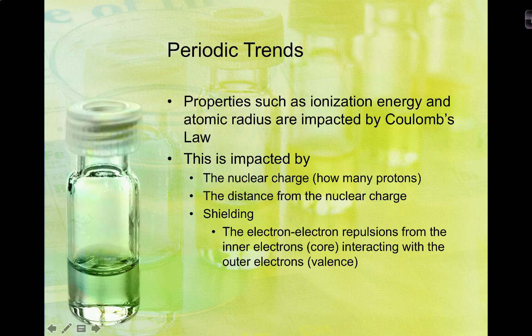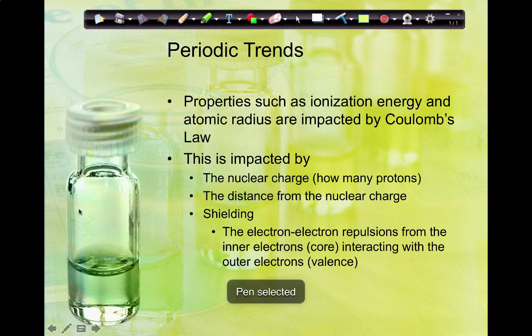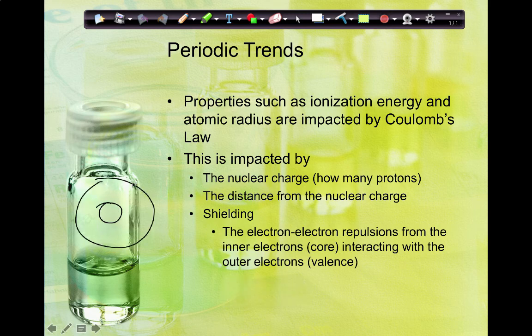So we have our different energy levels. Here's our nucleus, and different energy levels. All the electrons on the outside will experience these repulsions from the inside energy levels, and basically that pushes the electrons a little bit further away.